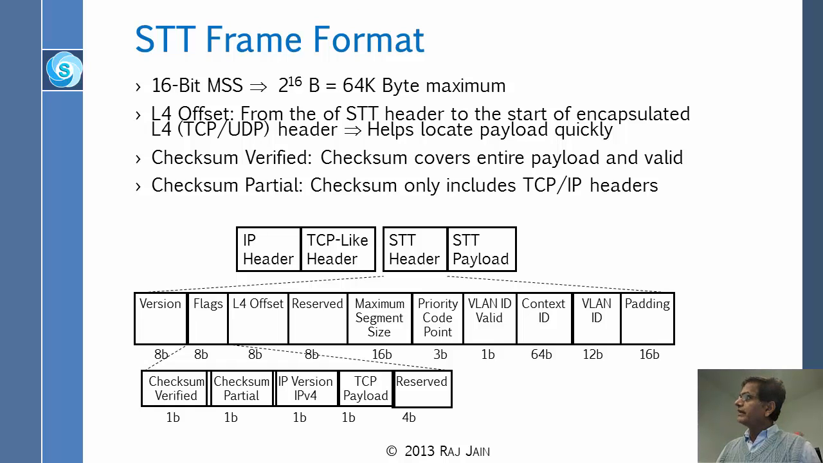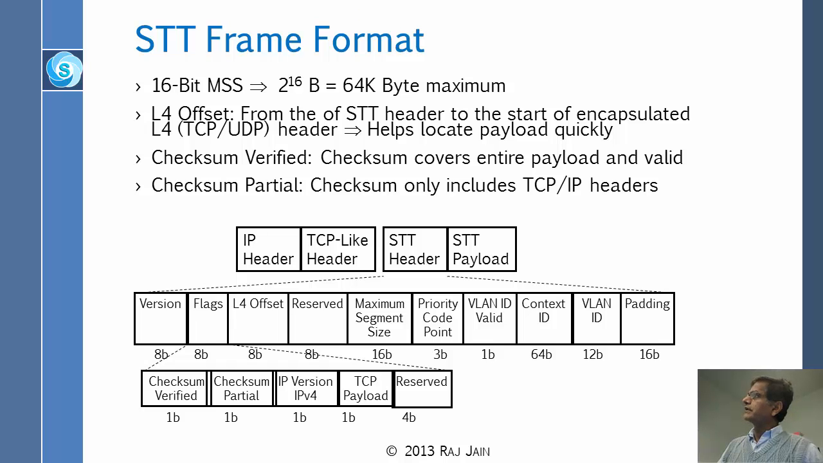So VLAN ID valid is just 1 bit, which says that this ID is not just a 0 or a random number; this is a valid field. And the flags are again some 1-bit things, like checksum verified, checksum partial, IP version is V4, and TCP payload here, and then reserved. Okay. So anyway, let us just go through these fields one by one.